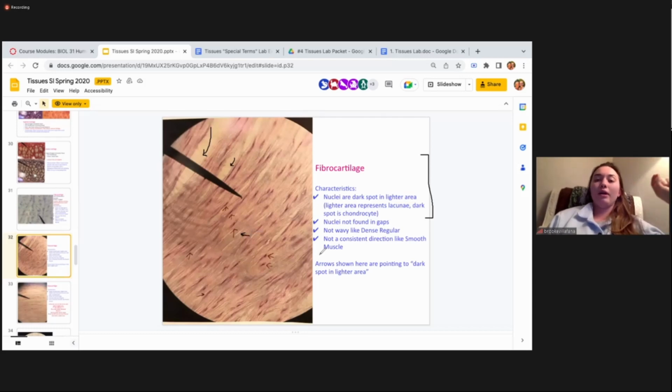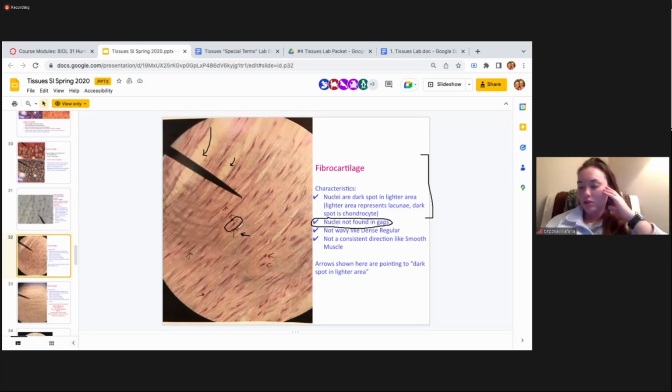Well, this is where it's very distinctive for fibro. The nuclei are not found in the gaps if we're looking at fibrocartilage. Fibrocartilage, the nuclei are not found in the gaps. If you look, I have all these little arrows pointing on the picture, and those are pointing at nuclei of a cell. Do you guys see? And do you see how it's not inside of a gap? It's basically floating out by itself.